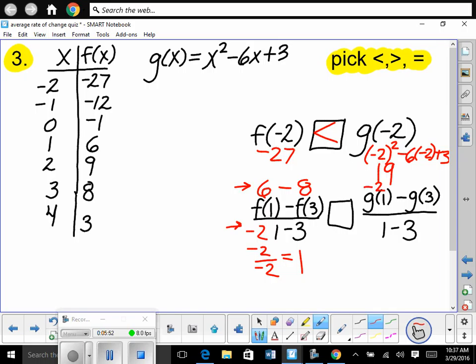So we have negative 2 minus, what's g of 3? You're plugging in 3. 3 squared minus 6 times 3 plus 3. Negative 6. So we have negative 2 minus negative 6 all over 1 minus 3, which is negative 2. So that's 4 over negative 2, which is? Negative 2. So we're looking at 1 versus negative 2. Which one's larger? 1. See, this is right.